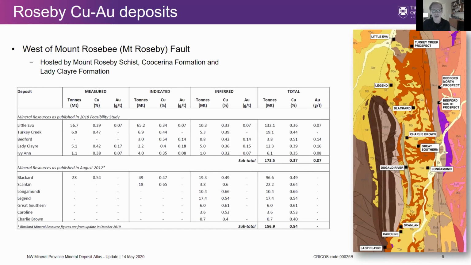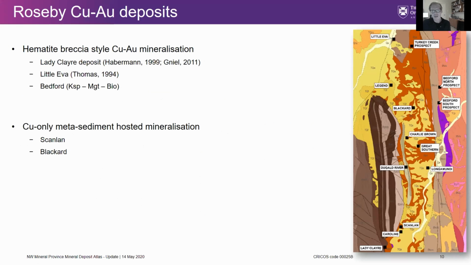These deposits are mostly hosted west of the Mount Roseby Fault, in the Roseby Schist and the Cosina Formation and in the Lady Clare Formation. The style of mineralization varies between the deposits. There's two distinctive styles. There's a very familiar-looking hematite breccia style copper-gold mineralization. Some of these deposits, such as Leva, have similarities to IOCG style mineralization and alteration features as well. And then there's a series of copper-only metasediment-hosted deposits, and these include the Scanlan and Blackard deposits.